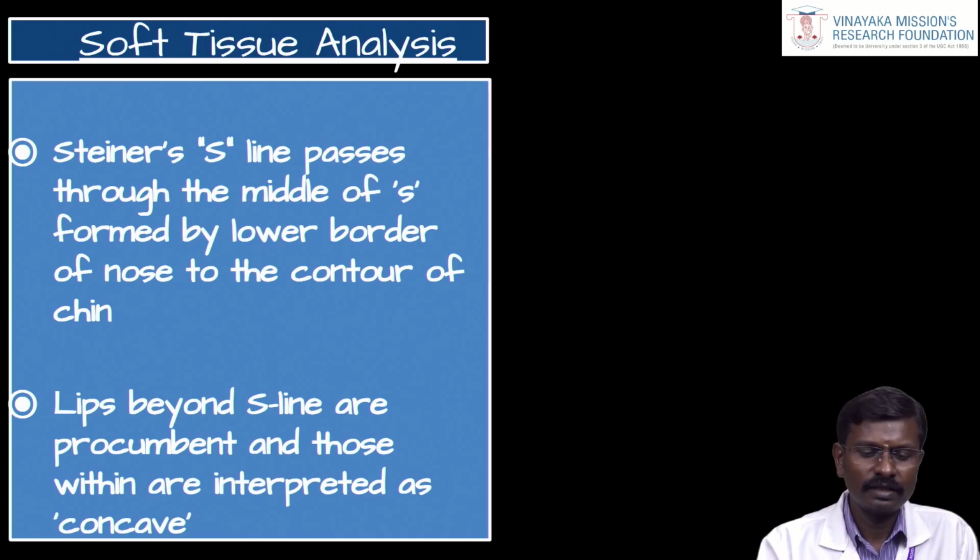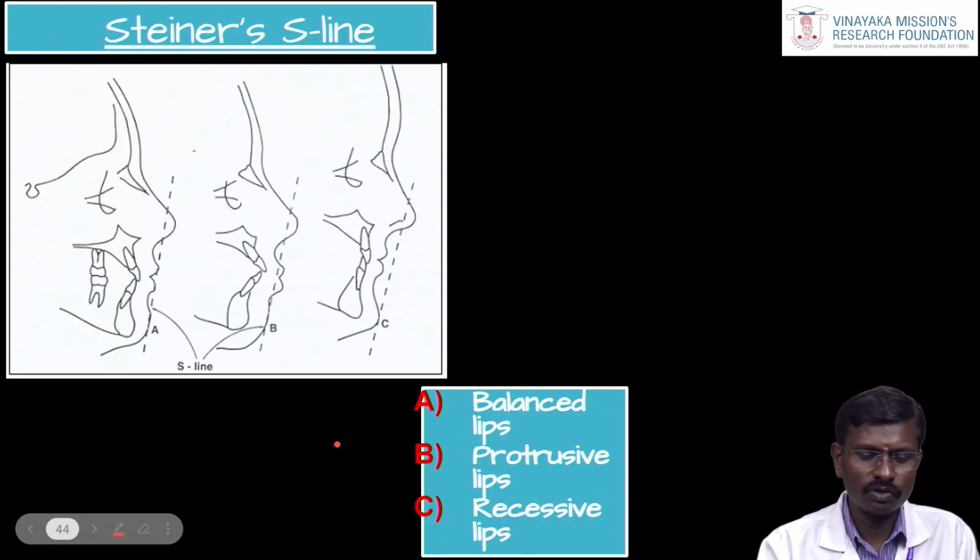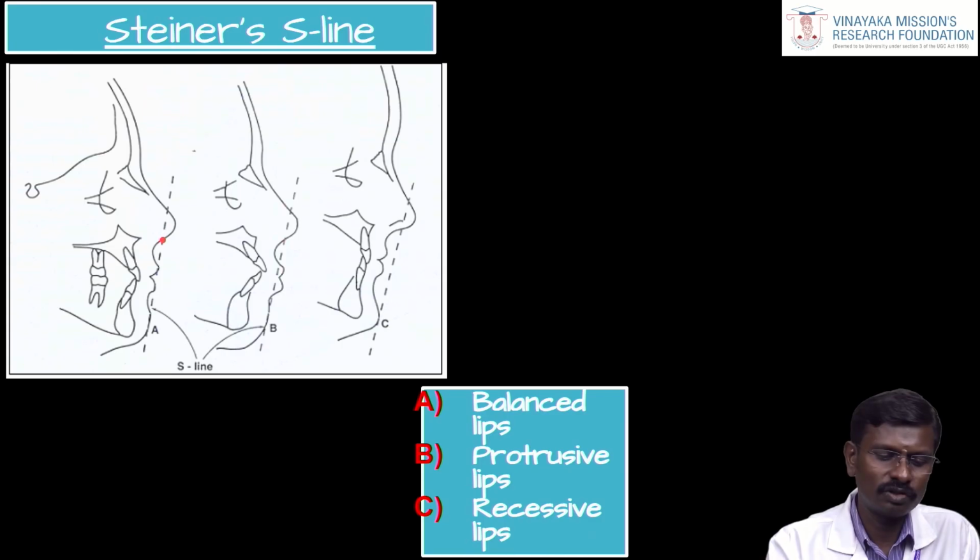According to Steiner, the S line passes through the middle of the S formed by the lower border of the nose to the contour of the chin. So the lip beyond the S line shows that it's a protrusive upper lip or retrusive lower lip. So this is the line that we have to mark on the reverse S of the nose.